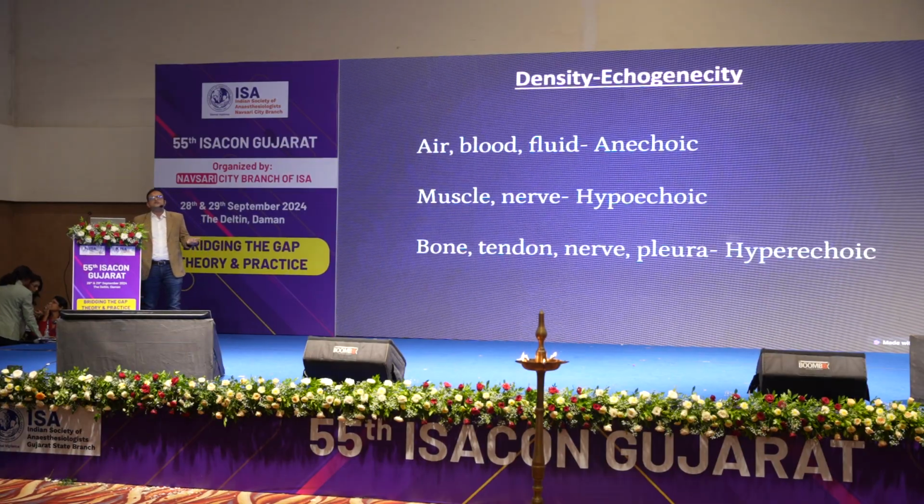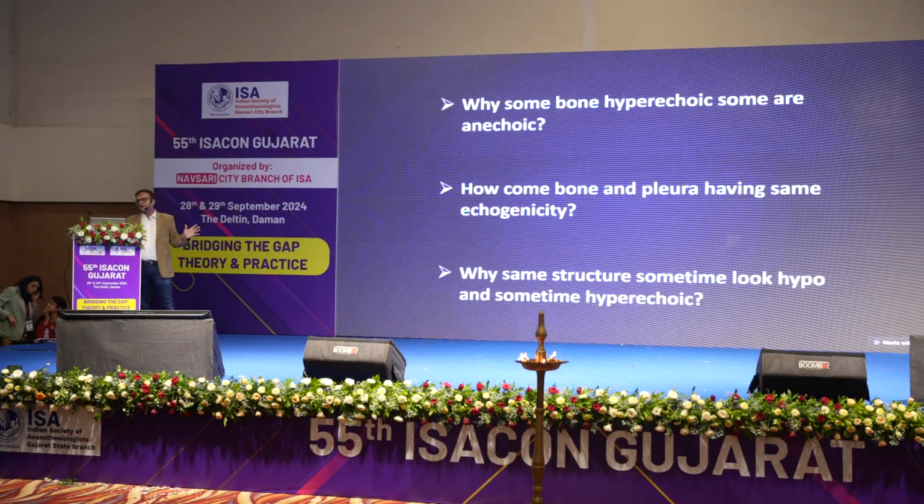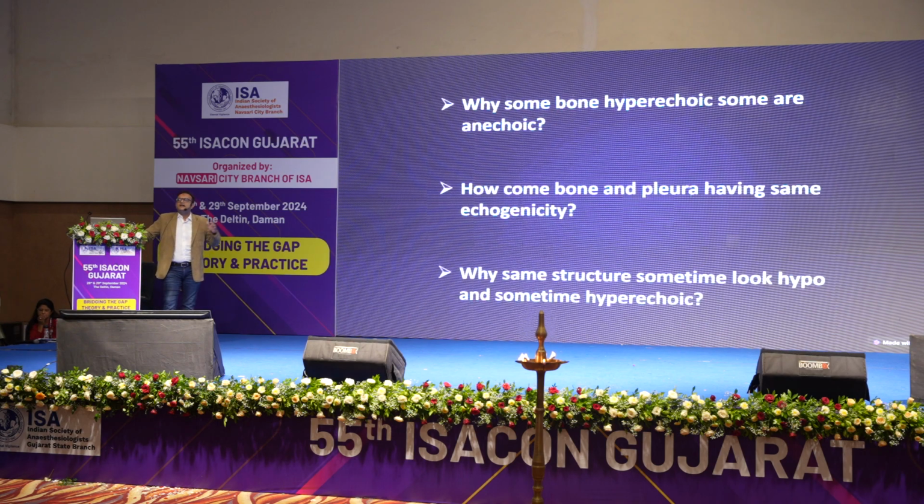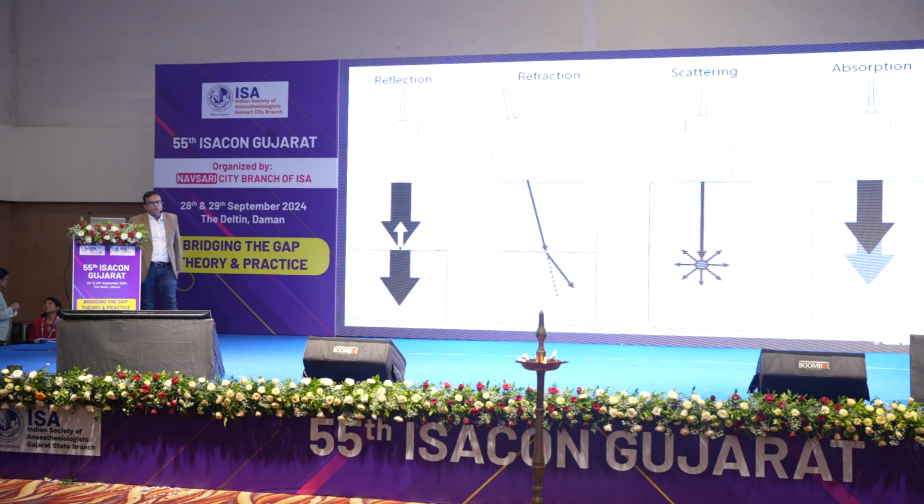So now it looks like ultrasonography is very simple. I can do anything. But now these questions arise. Why do some bones look hyperechoic and some anechoic? How come the bone and pleura both have a different structure, but both look the same in echogenicity? And why does the same structure sometimes look hypoechoic and sometimes hyperechoic? To know these answers, we have to dive a bit more.